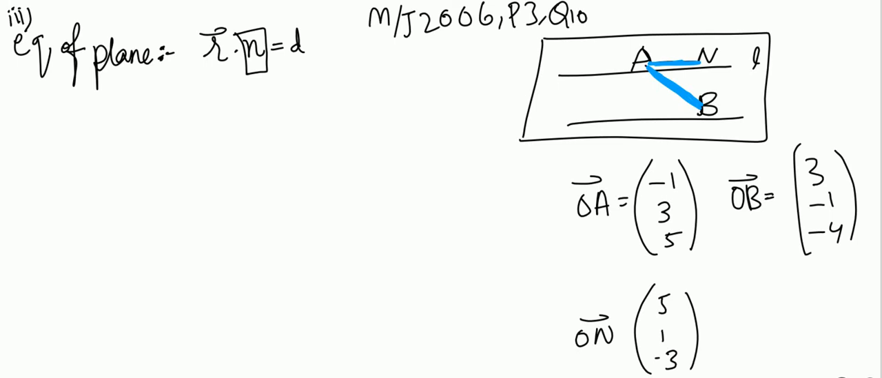Okay, so we're continuing from where we left off. We were doing May-June 2006 P3 question number 10, and we attempted part 1 and part 2, and we are gonna continue with part 3, where we're supposed to find the equation of the plane. And first we're gonna find this part, n.